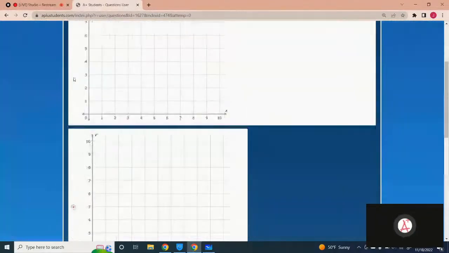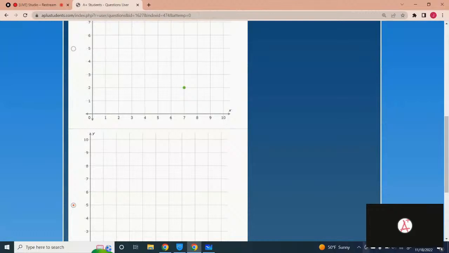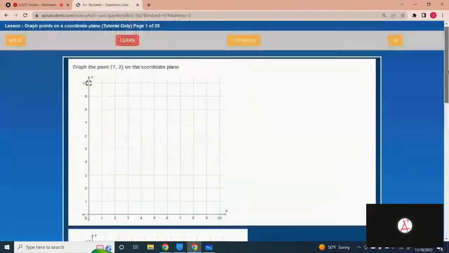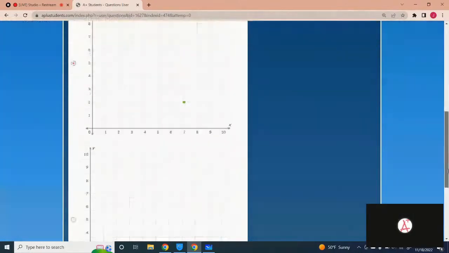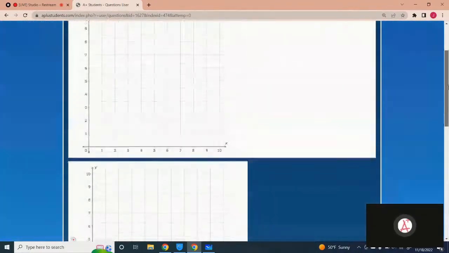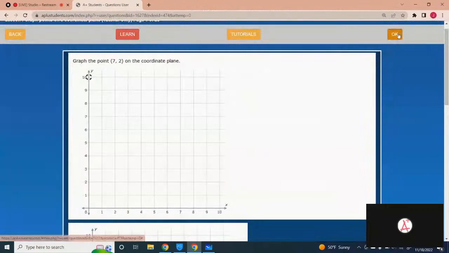Yes, the first option is the correct one. This is the 7 and 2. What's wrong? This is the correct option. Just select the box. I am not allowed to select the correct option. Okay, I selected the correct option, then click on the OK button.